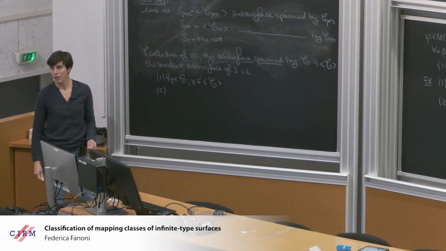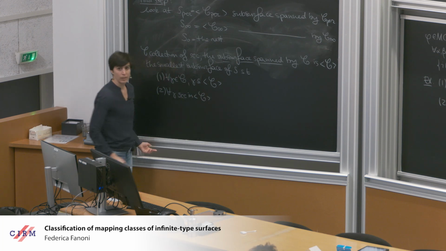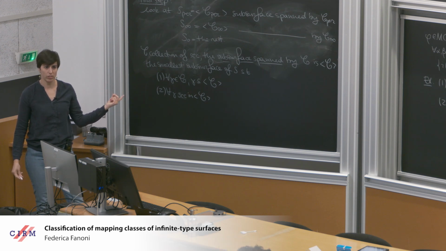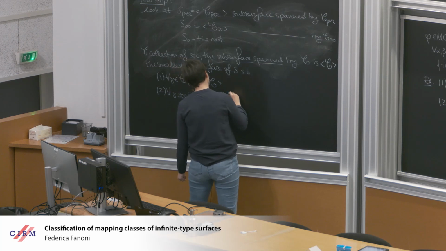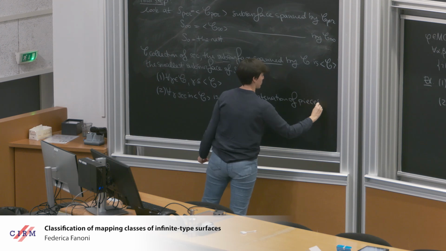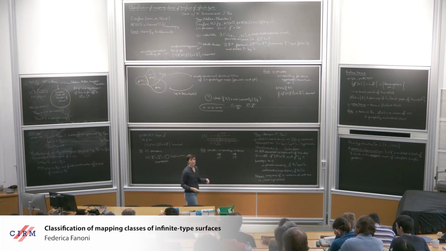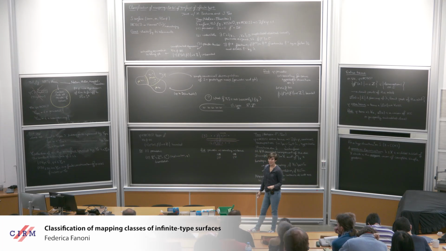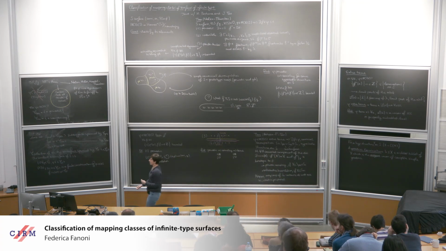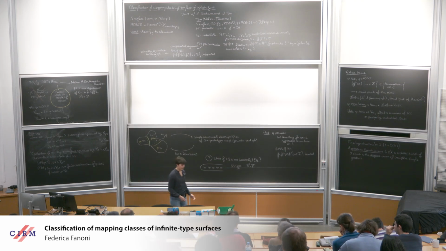And the second thing is it's not much bigger than this, meaning every time I have a simple closed curve in this subsurface, this essentially needs to come from my curves, meaning it's a finite concatenation of pieces of curves in C. Okay, so formally what I want to say is, let's say I realize all the curves in C as geodesics, and the curves that I can see in there up to homotopy are just things that I obtain by concatenating pieces of these curves. And why does that make sense? Because this is the definition that coincides with what we normally want for a subsurface spanned by a set of curves.